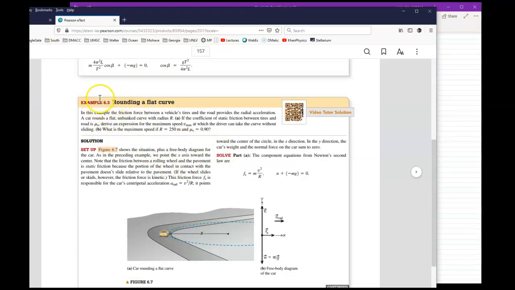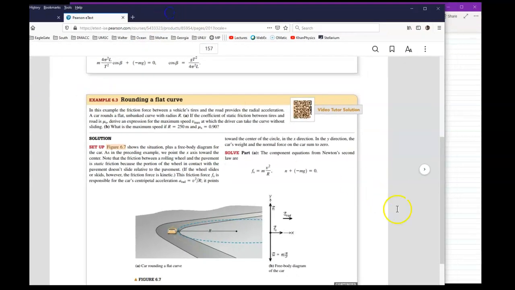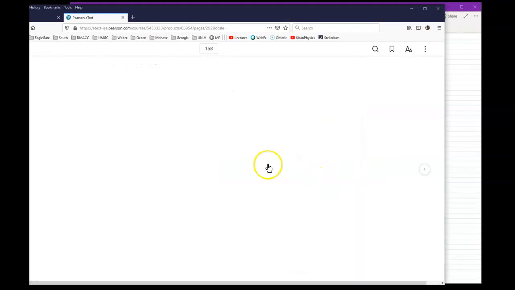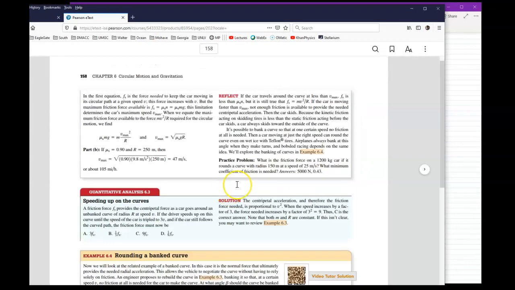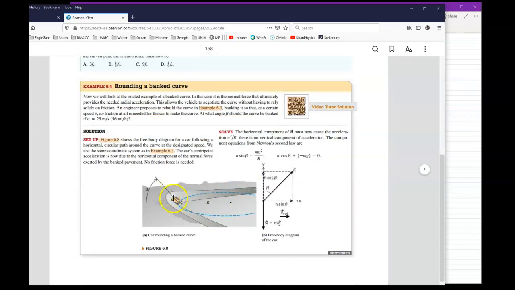Example number 4. This is 6.3. Let me show it to you. It's basically similar to 6.3, except that the road, look at that, it's banked. In other words, there is an angle to the road. You see that? There is this angle, and it becomes a little bit hard problem.